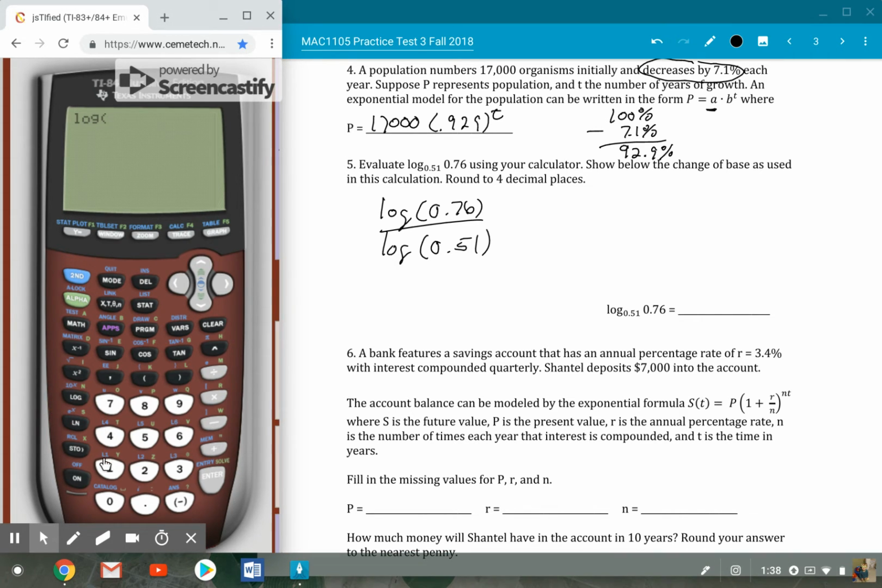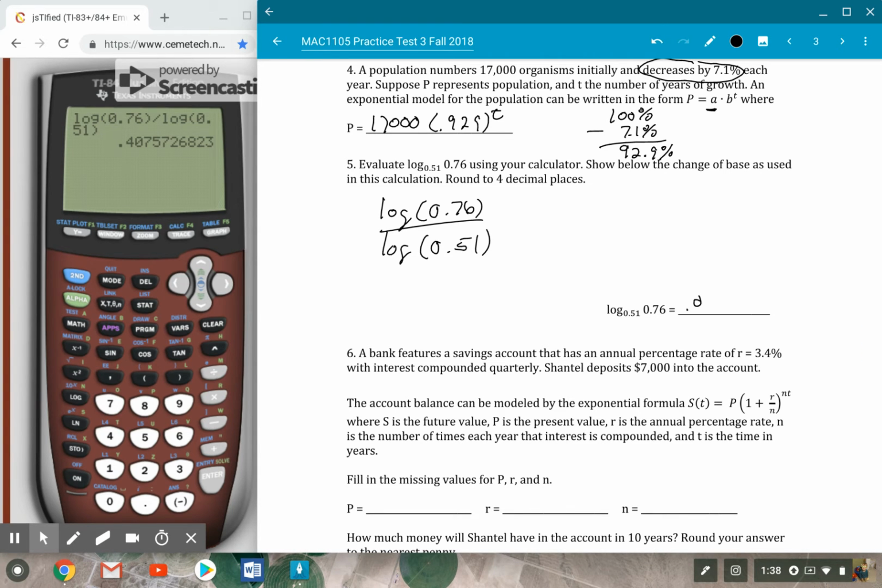So we'll go log of 0.76. And then we'll divide that by the log of 0.51. And so I get 0.4076 when I round that to 4 decimal places. So 0.4076.